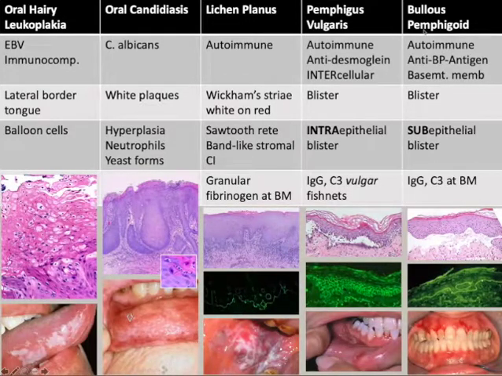Pemphigus vulgaris and bullous pemphigoid are our other two diseases in which immunofluorescence might be helpful, in which we are going to see either intraepithelial blistering histologically with a fishnet-like pattern of immunofluorescence, or subepithelial blisters, again with band-like deposits at the basement membrane. So if your clinicians have a differential diagnosis of these three entities, immunofluorescence might be helpful.